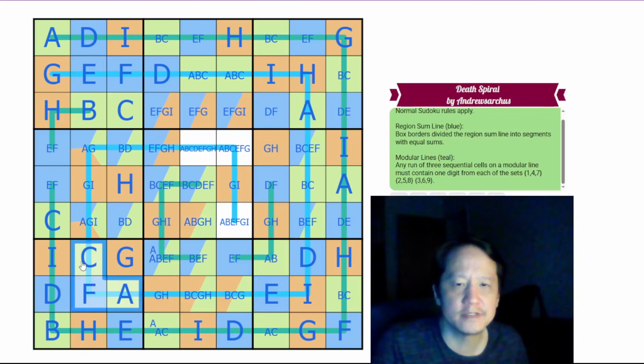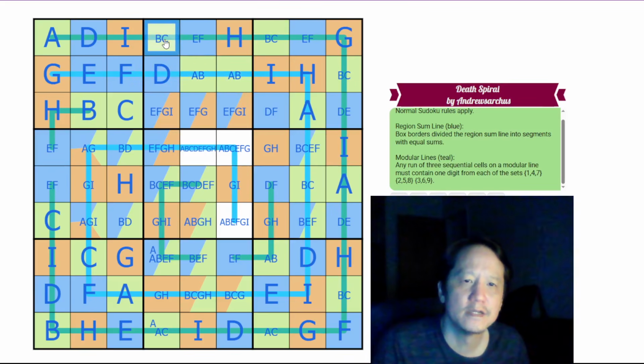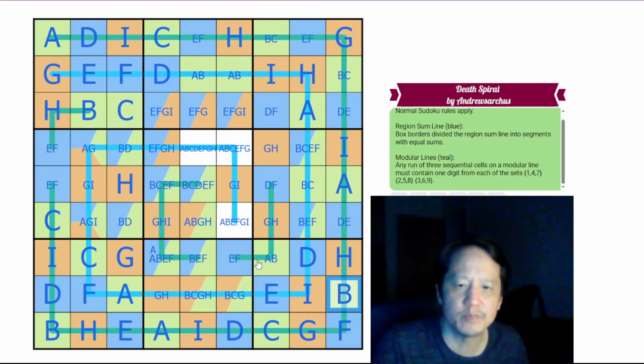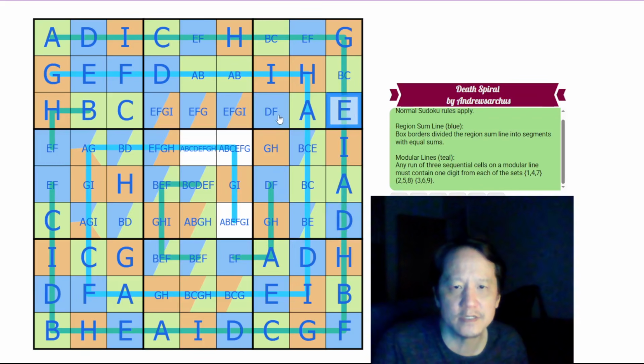D, F, A, and C add up to the sum. So this cannot be A and C. It's A and B and D, which means this can't be B. This is C, which makes this A, which makes that C, that B, that A. So no A here, no C here. This cannot be B, C, and F adding up to the same sum as A, C, and F. So this is B, C, and E, which eliminates B, C, and E in the rest of the box. So this is D, that's E, which makes this F, that's D, that's F. No F here, that's E, this is F.